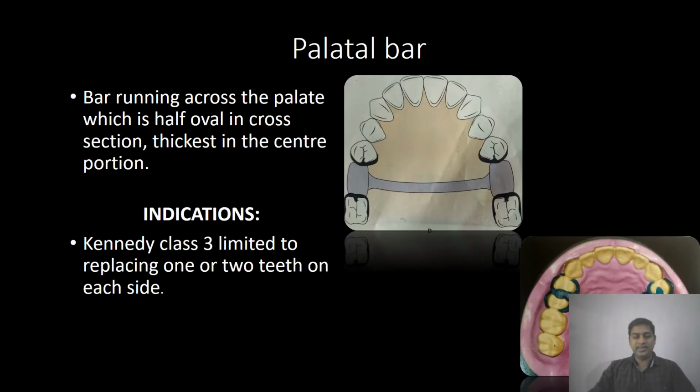Now we will discuss each major connector design. First one is your palatal bar. Anything less than 8 millimeter is considered as a bar. If the width is more than 8 millimeter, it is usually called a strap. So, a bar running across the palate, which is half oval in cross section, is thickest in the center portion. Your palatal bar is mainly indicated in cases of class 3 situations when we have to replace one or two teeth on either side.